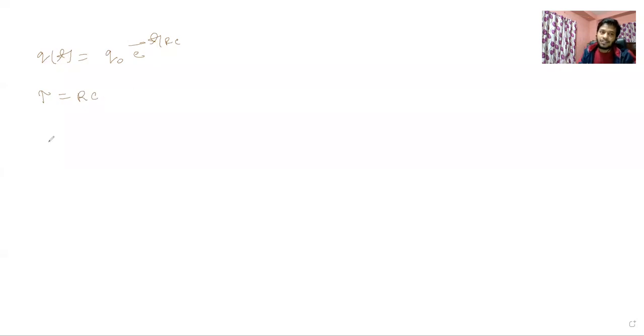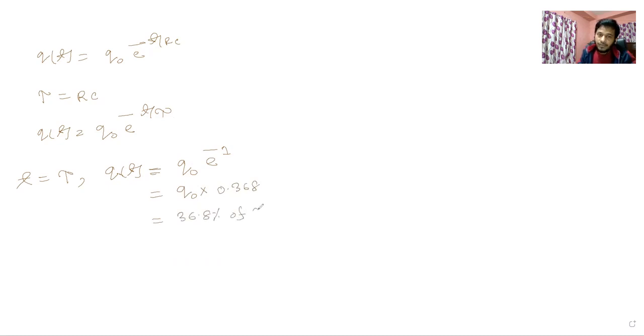So we can rewrite this equation in this way: Q of t equals Q naught e to the power minus t by tau. Now when t is tau, what would be the value of Q of t at that time? It is Q naught times e to the power minus 1. And what is e to the power minus 1? It is 0.368. It means 36.8% of Q naught.